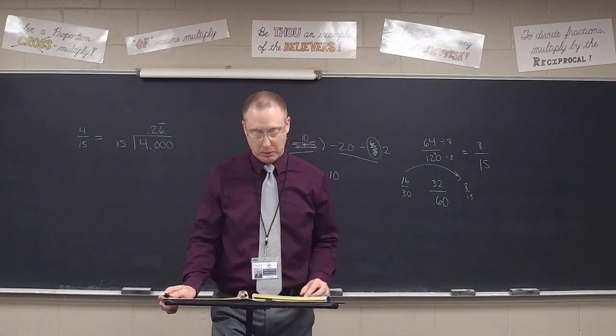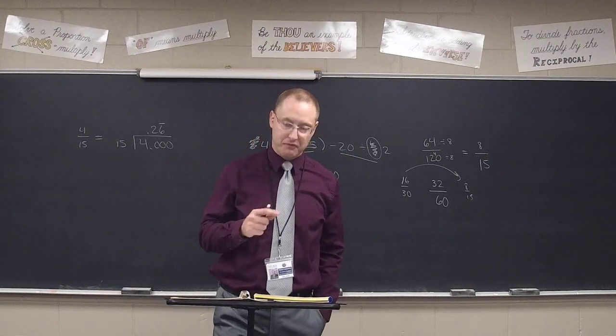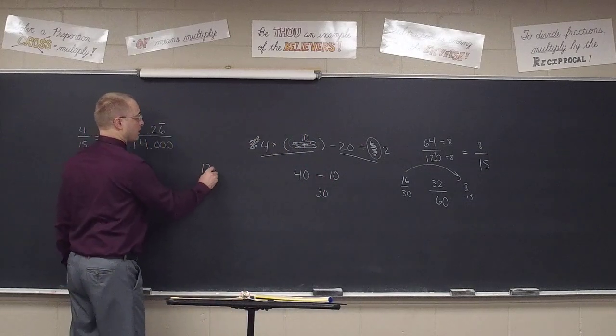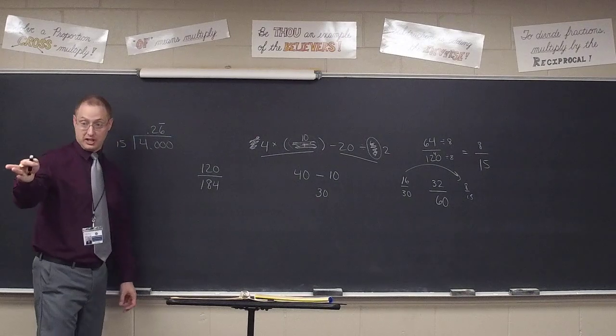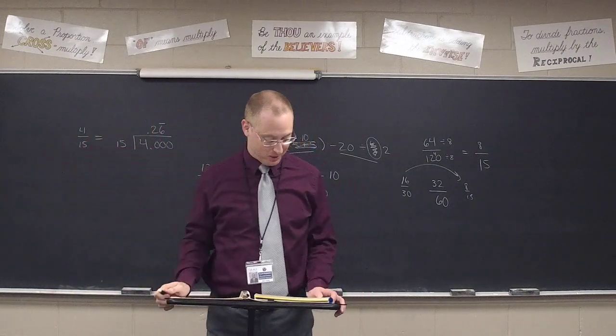Letter B says, what's the ratio of chocolate cones sold to total cones sold? Before we reduce, what's the answer, Bryson? 120 to 184. Did you get a reduced answer? Yes. What'd you get? 15 over 23. 15 to 23 is correct.